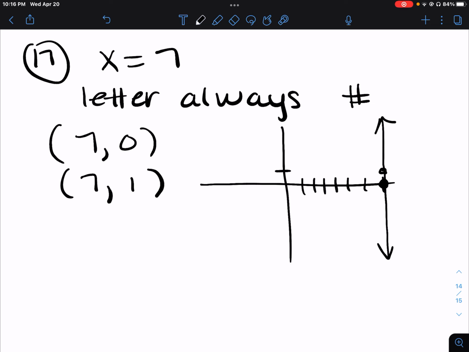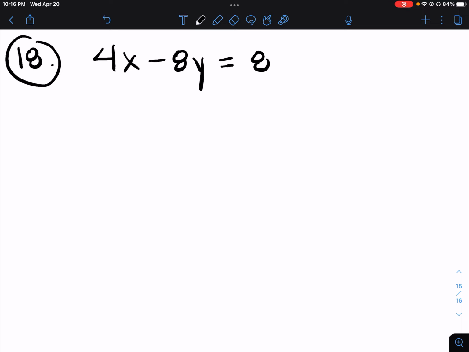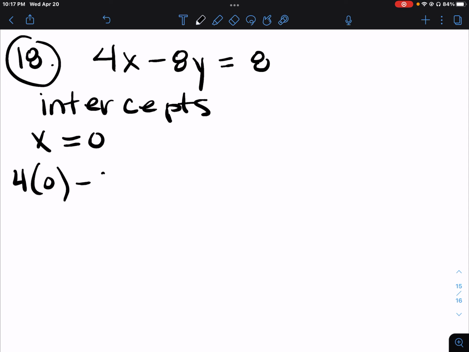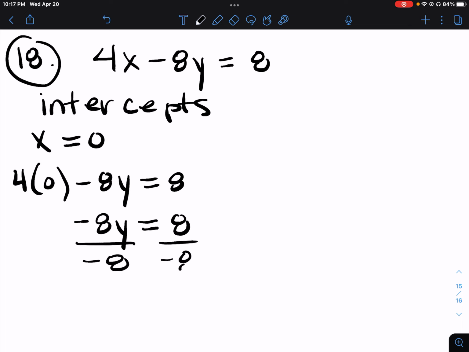Okay, number 18 is our last graph. Okay, this is best to graph using intercepts. Okay, first plug in x is 0. Okay, 4 times 0 is 0. So that just gives us minus 8y. Divide. So y equals negative 1. And we got that by plugging in x equals 0. Okay, so there's 1 point.